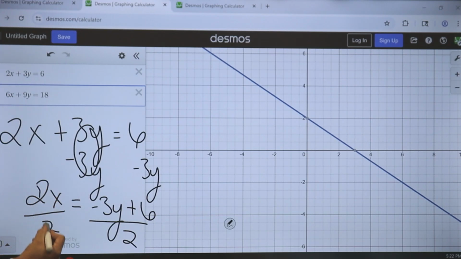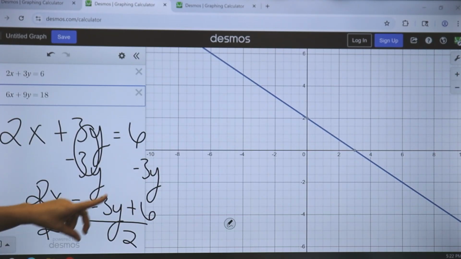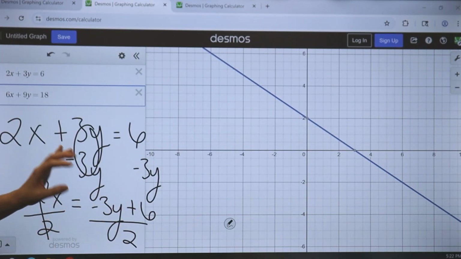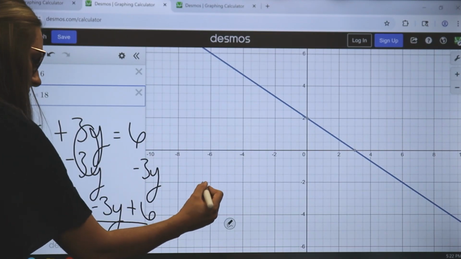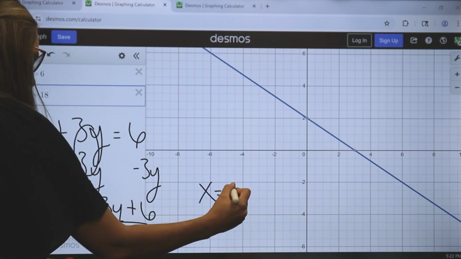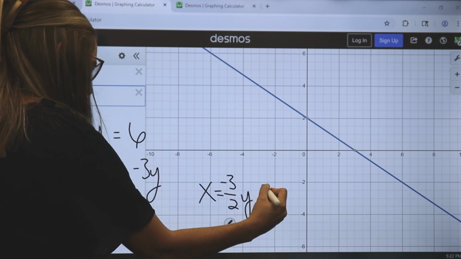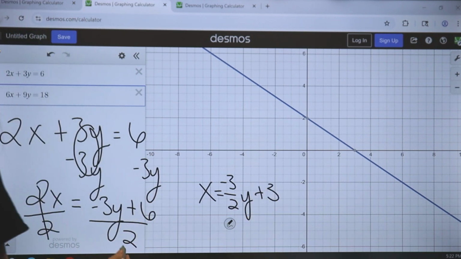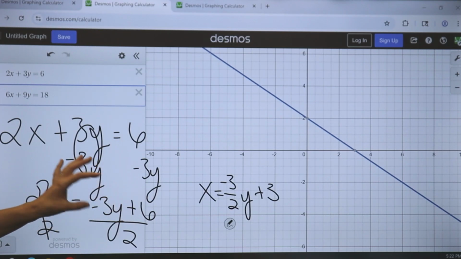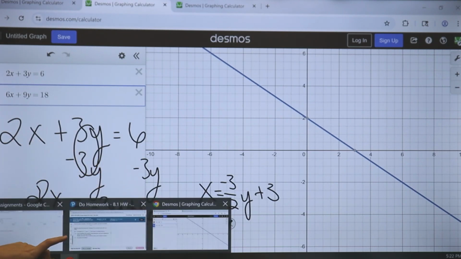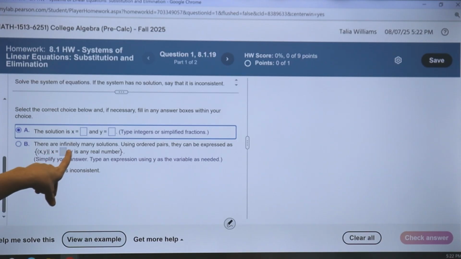Anything divided by itself is 1. So I'm pretty sure when you type your answer in on these, it'll take it like this. You could separate it to be x equals negative 3/2 y plus 3, because 6 divided by 2 is 3. But I think they'll take it like this as well. So this is when it is infinitely many, and they have x equals. You're going to have to put an equation on that.